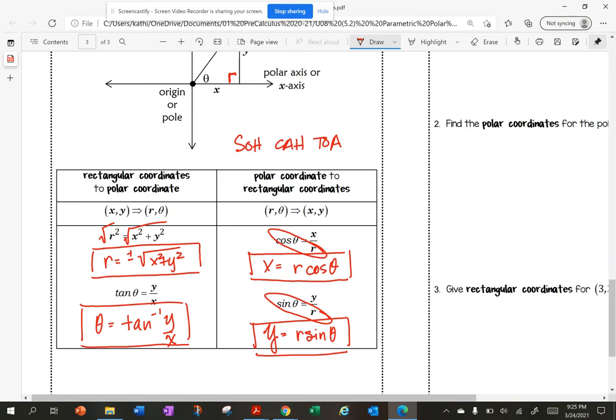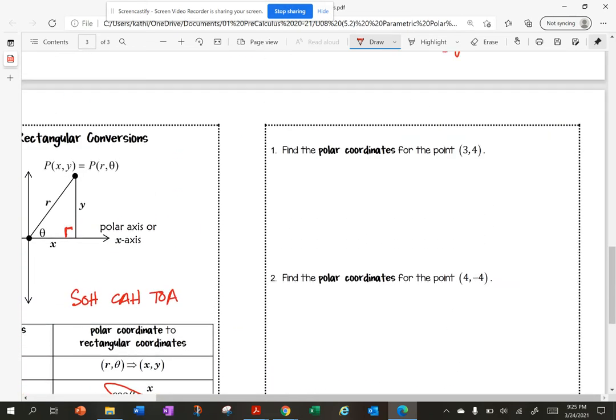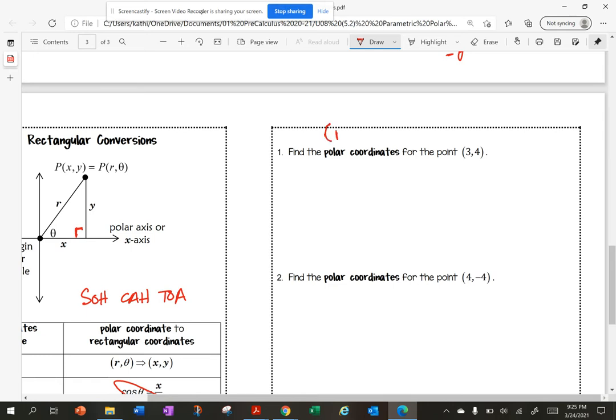Okay, so let's do a couple examples now. Number 1, find the polar coordinates for the point (3, 4). So I want to know what is r and theta because I've been given x and y. Okay, so I'm going to just draw my triangle. So x and y are both positive, so I know I'm in the first quadrant. So I know x is 3, y equals 4. So r is the hypotenuse, and theta is this angle here.